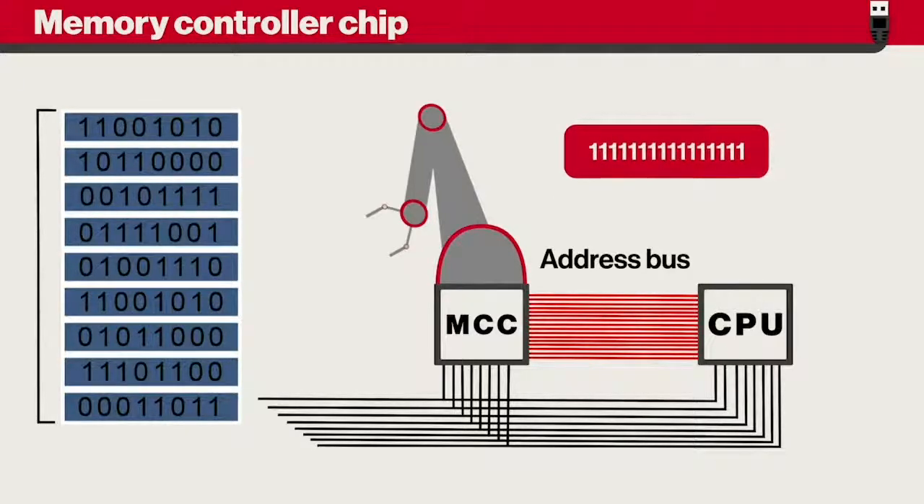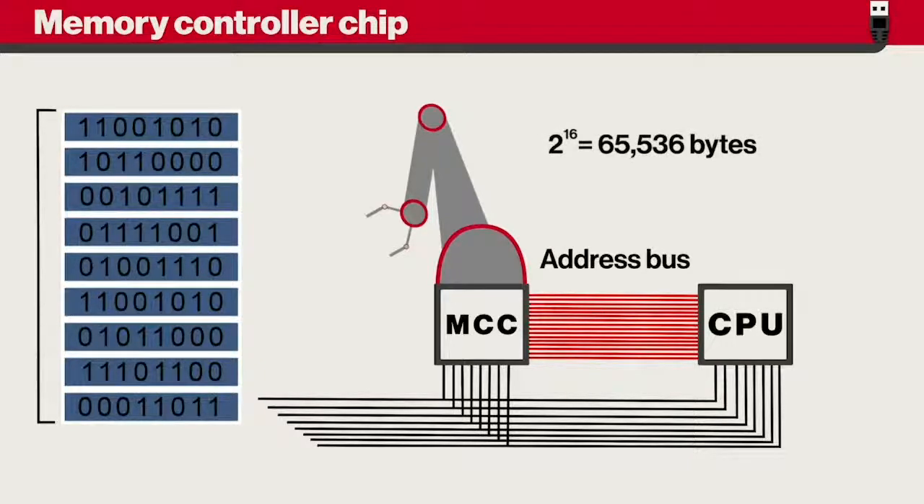So what we have here is 2 to the 16th power, or 65,536 bytes of RAM. Now that may not sound like much, but back in the day of the 16-bit address bus, that was crazy. So simply by putting different patterns of 1s and 0s on the address bus, the CPU can order the memory controller chip to grab individual rows of RAM so that we can run the program.